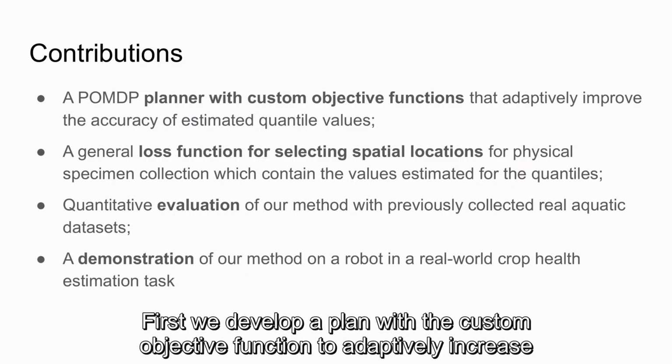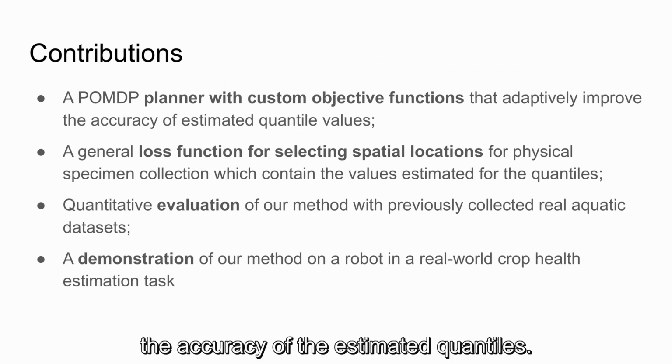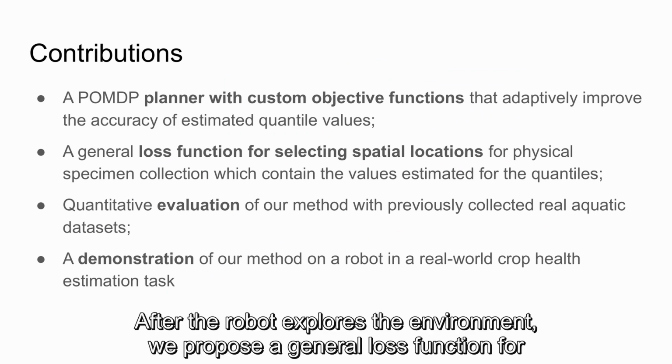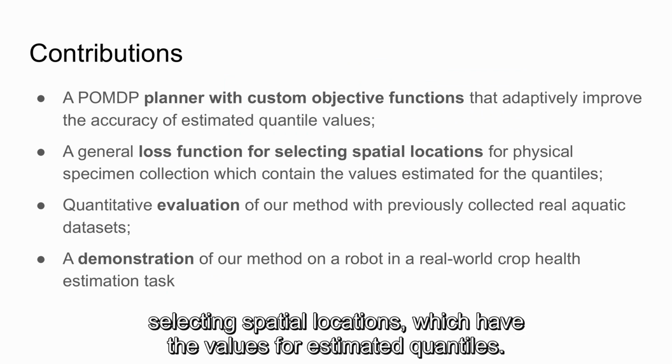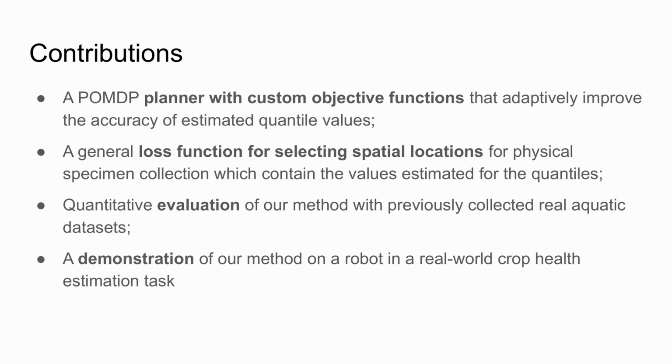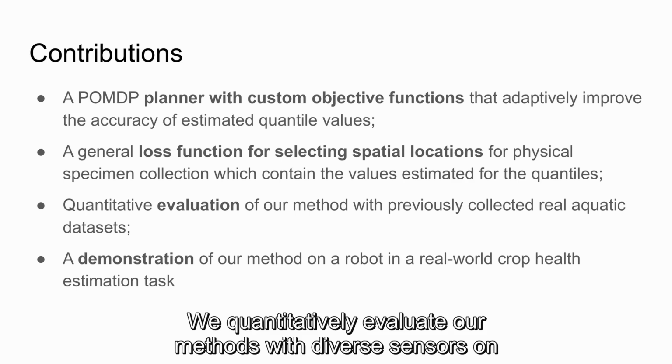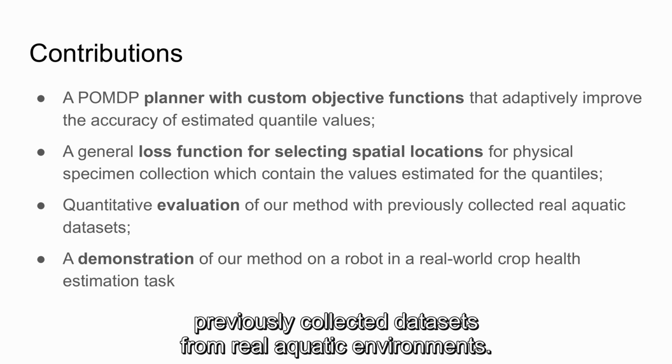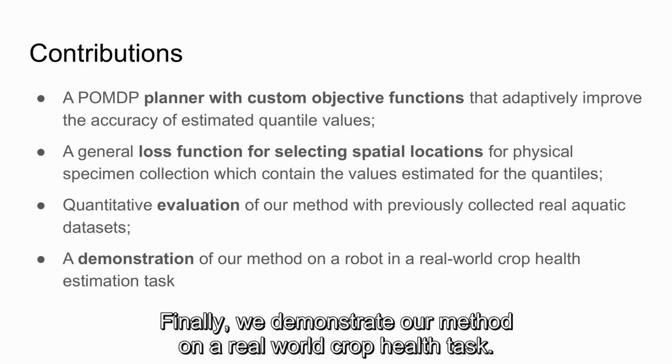First, we develop a planner with a custom objective function to adaptively increase the accuracy of the estimated quantiles as the robot explores the environment. We propose a general loss function for selecting spatial locations which have the values for estimated quantiles. We quantitatively evaluate our methods with diverse sensors on previously collected datasets from real aquatic environments. Finally, we demonstrate our method on a real-world crop health task.